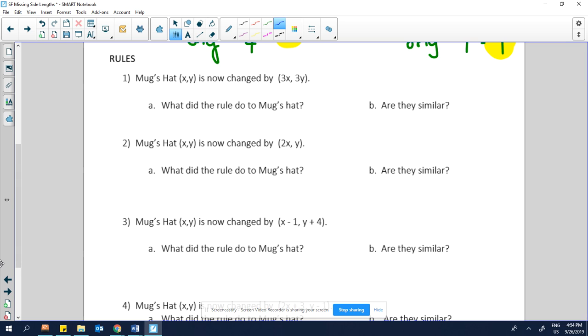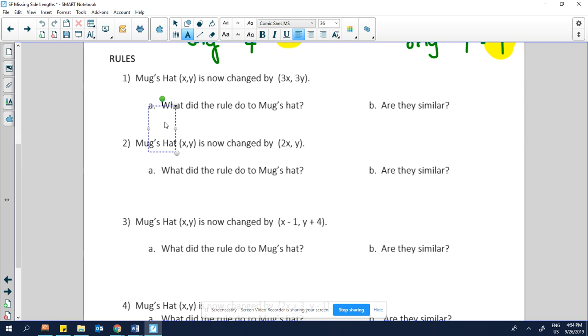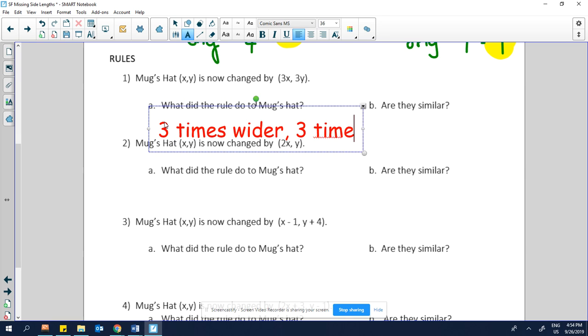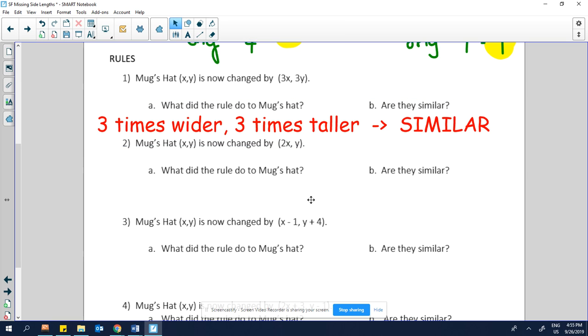I'm going to do the first one with you, and then I'm going to let you try the second one. Mug's hat, which originally was the points x, y, is now changed by 3x, 3y. What did the rule do to Mug's hat, and are they similar? Okay, you should have said that Mug's hat got 3 times wider and 3 times taller. Would that be similar? Yes, because it's the same number being multiplied by x and by y.